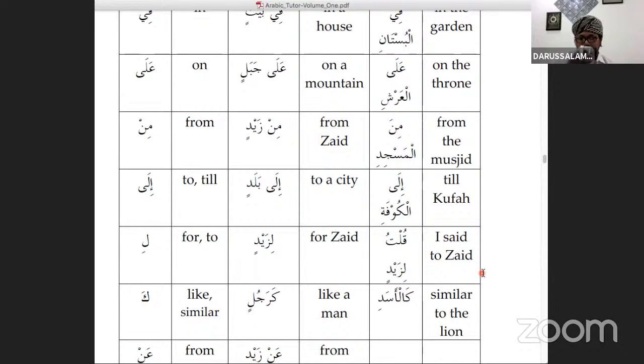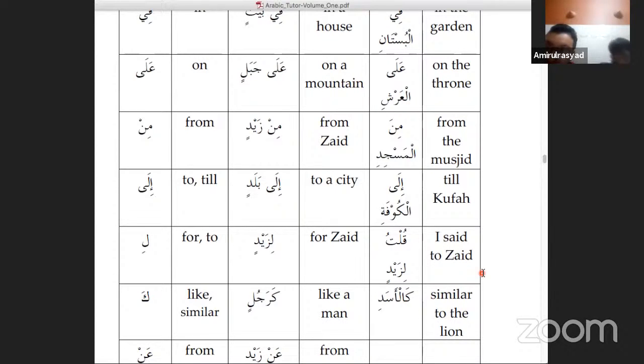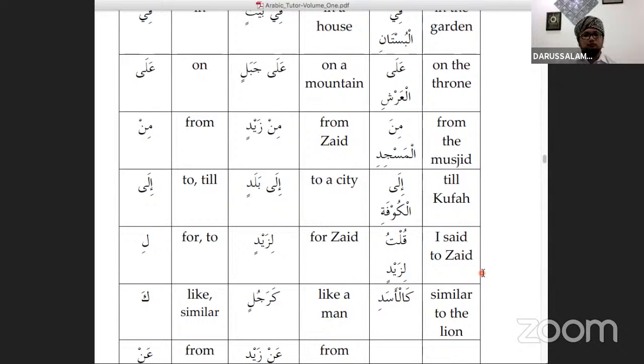Ila. To, till. Ila Baladin, to a city. Ilal Kufah, to Kufah. Li, for, to. Li Zaidin, for Zaid. Qultu li Zaidin. I say to Zaid.